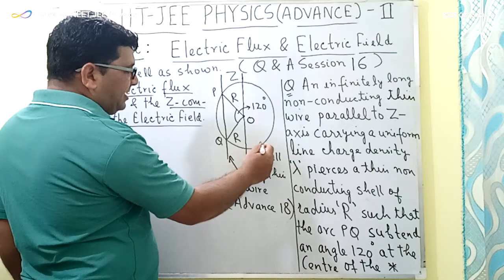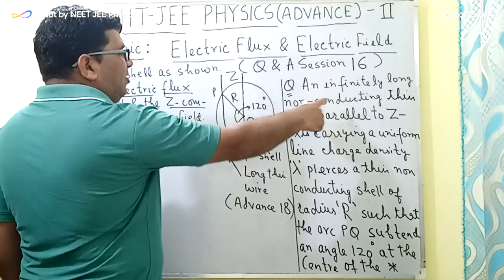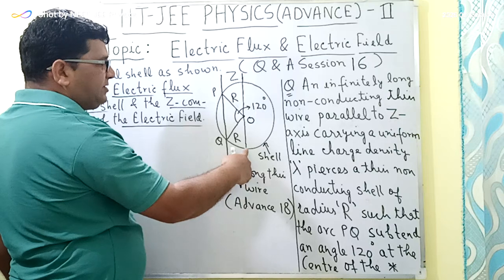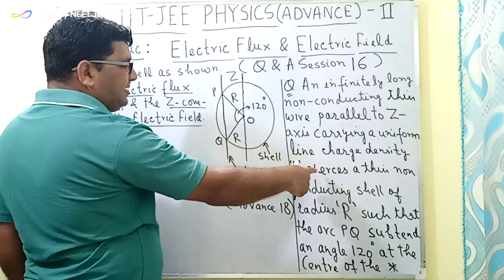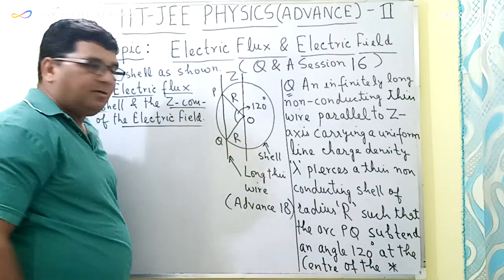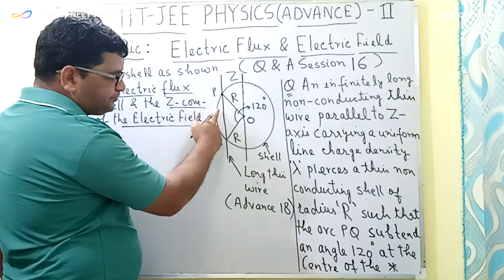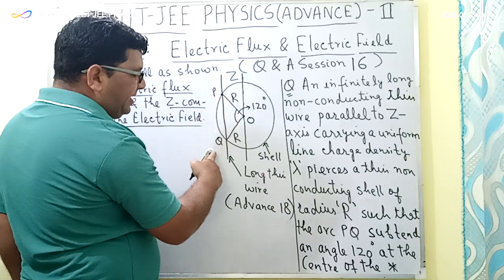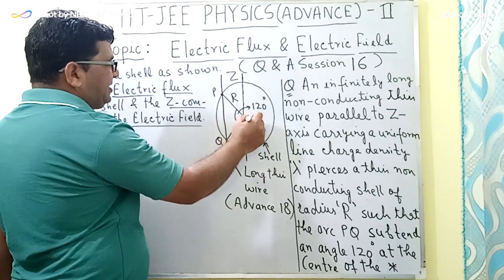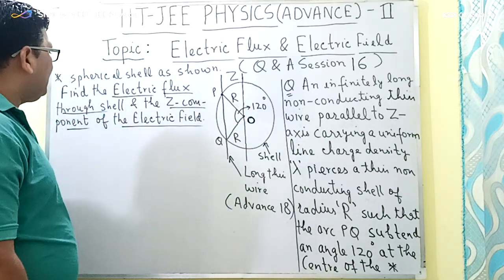So this is the non-conducting spherical shell of radius R, and an infinitely long non-conducting thin wire, parallel to the Z axis, carrying a uniform line charge density lambda, pierces this non-conducting shell such that the wire segment PQ subtends an angle 120 degrees at the center of this spherical shell, which is depicted here as O. So we have to find the electric flux through the shell and the Z component of the electric field.